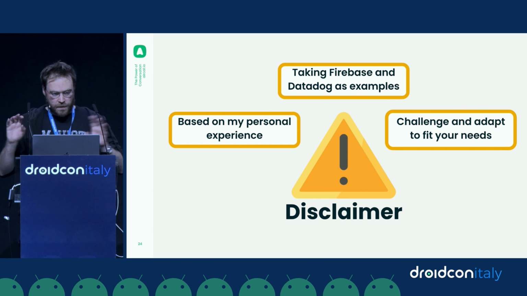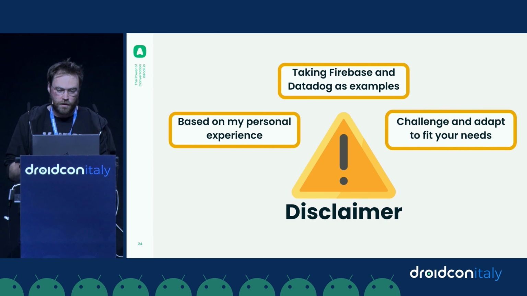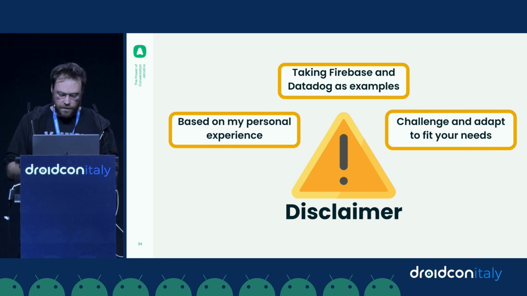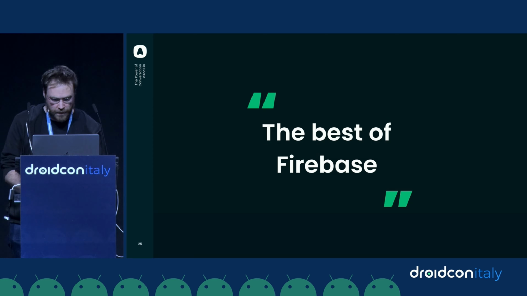Okay, a little disclaimer before going forward. This is based on my personal experience with all the tools I've been using now and in the past. So I'm going to take Firebase and Datadog as examples. Firebase with the whole suite like Crashlytics, performance, and so on, and Datadog as the whole observability system. And always challenge and adapt to your feature needs. You don't need to stick to what I'm going to show you. You'll obviously need to do some adaptation for your projects.